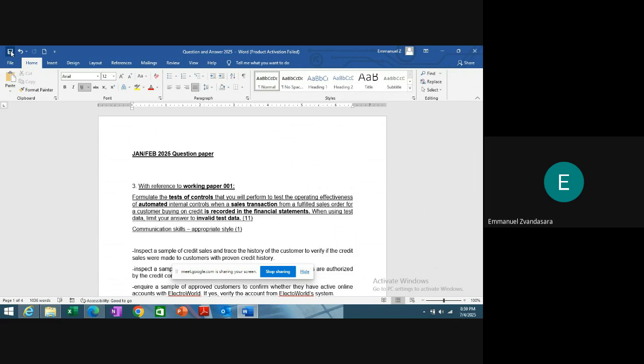Once we are done with a cycle, it is obvious that we will get two questions. One will be asking about test of controls. Another one will be asking on substantive procedures. So once we understand how to formulate substantive procedures and test of controls, we are much better. Then we will deal with other sections from there.